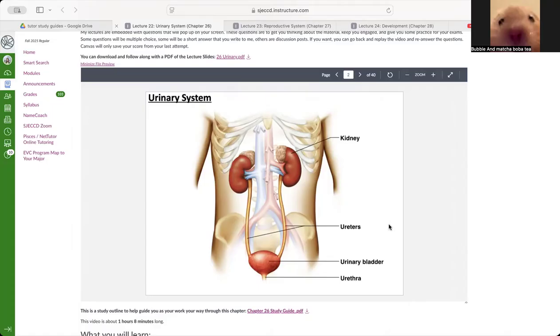So let's go over the functions: excrete waste, regulate blood pressure, regulate blood pH, regulate blood glucose levels, regulate blood ion content, and the kidney also produces hormones. So the anatomy of the urinary system is that we have two kidneys, two ureters, and a single urinary bladder and urethra.